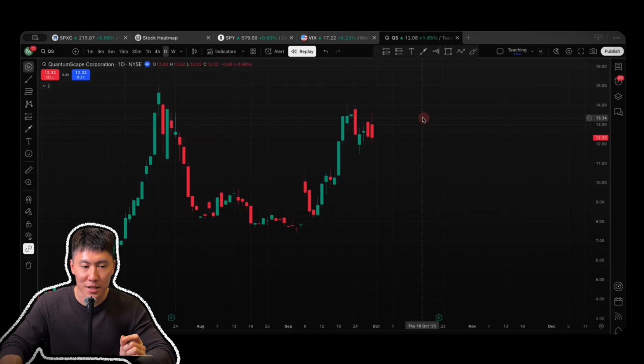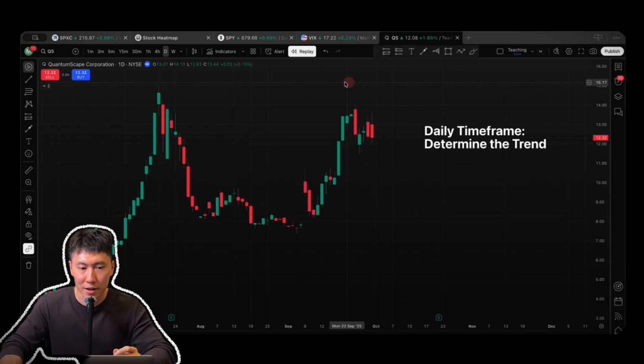Right now we're on QS. What we want to do now is go to the daily time frame. As you can see, we are on the daily time frame because we want to determine where the overall trend is. So we want to connect point A to point B for the recent 2 swing highs. We can see the very obvious swing high right here.